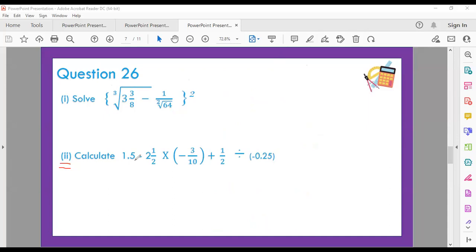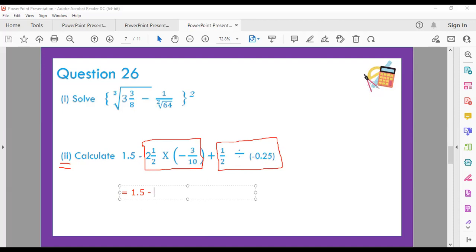So now this one, calculate: 1.5 minus 2.5 times negative 3 over 10 plus half divided by negative 0.25. Very simple. Follow BODMAS. BODMAS says multiplication and division first. So do this first. The multiplication is here, the division is here. In your answer, change everything to a decimal. It will be easier to work with. So you will write equals now 1.5. Don't forget your 1.5 minus, okay, minus.